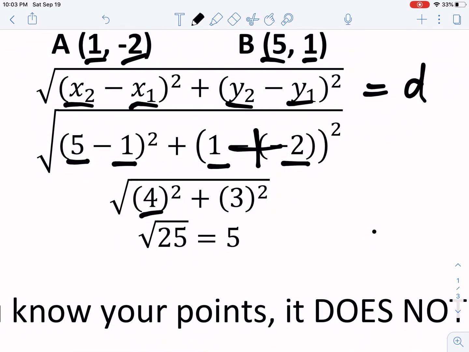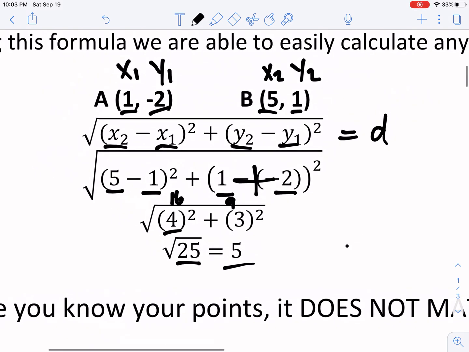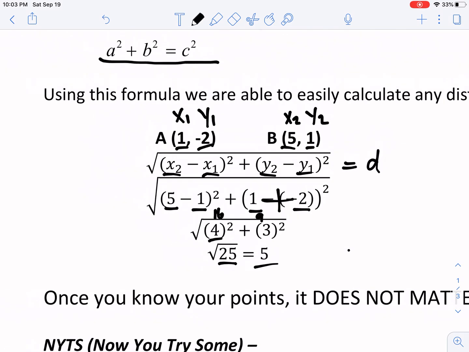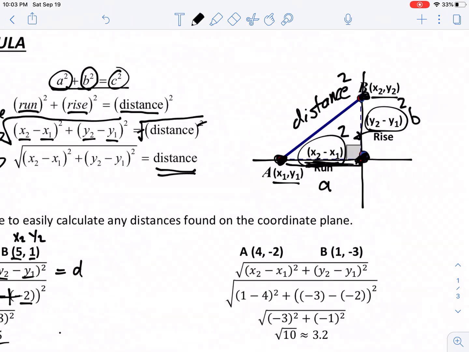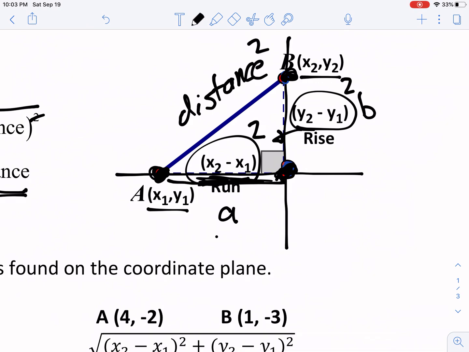Now we're down to this guy. What's 4 squared? 16, so I'm actually going to write this above there so you can kind of see it. 16. What's 3 squared? 9. 16 plus 9 is 25, okay? Square root of 25 is 5. So these guys are a distance of 5 units away from each other, okay? So that's the distance formula, and it plays off the Pythagorean theorem where x2 minus x1 gave me my A, y2 minus y1 gave me my B, and we know that if I square A and I square B, add those together, I get the distance squared of the hypotenuse, okay?